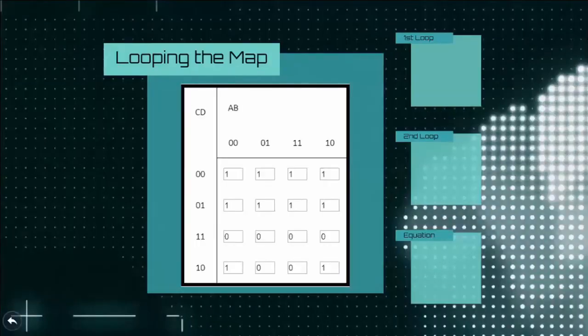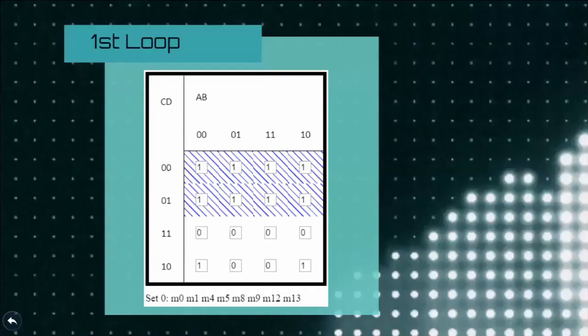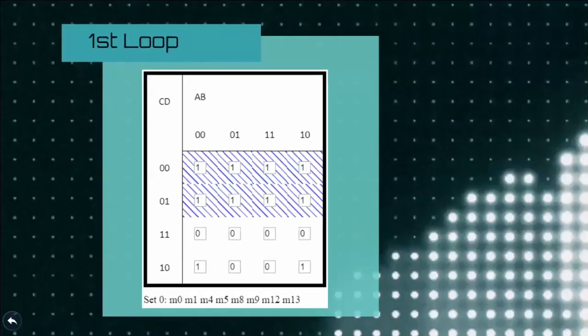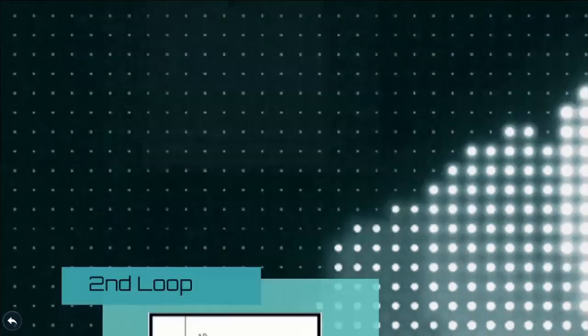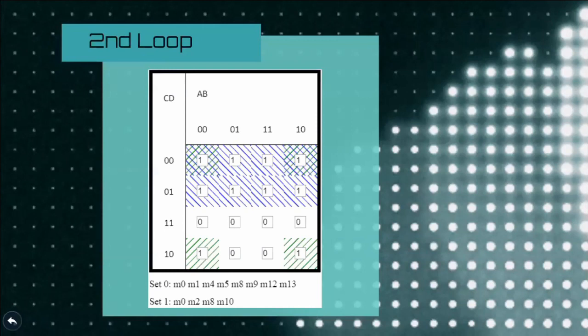Next, we will talk about looping through the K-map and how we will use this method to derive the reduced Boolean equation. Looping through the K-map creates sets that will be used to derive the reduced equation. Here in the first loop is the first set, which is indicated by the blue. As you can see, a set is represented by many terms, which correspond to rows in the truth table. Here in the second loop, which is marked by green, we show the second set.